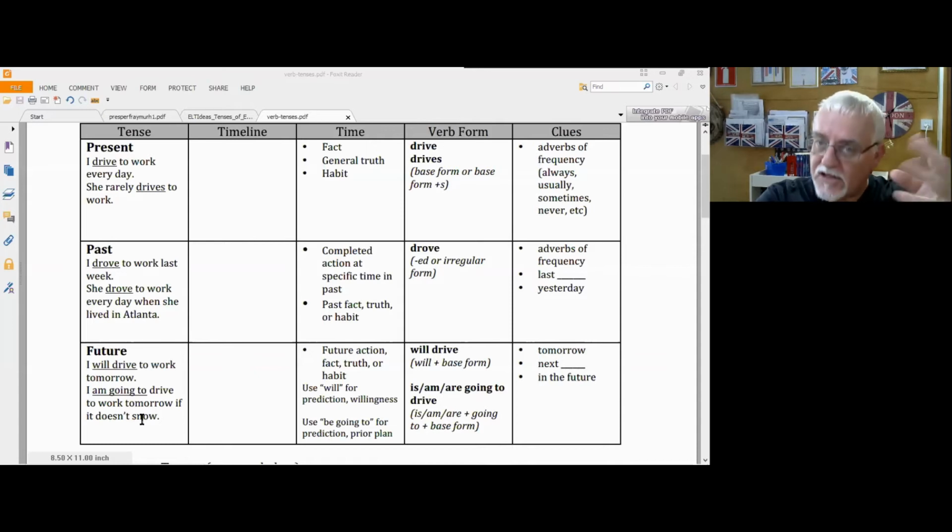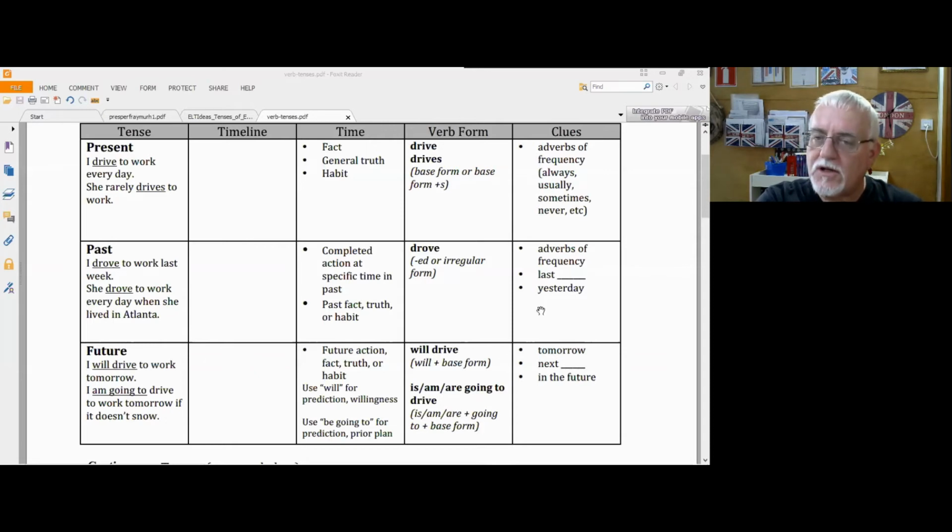Otherwise, if it snows, you will have to make other arrangements. So this is what you've planned to do. You're planning to drive to work only if it doesn't snow. So the verb takes this form, will, and the base form of the verb, will drive. Is, am, are, going, okay? So we're using the verb to be plus going to drive. Yeah, is, am, are, plus going to, and the base form of the verb.